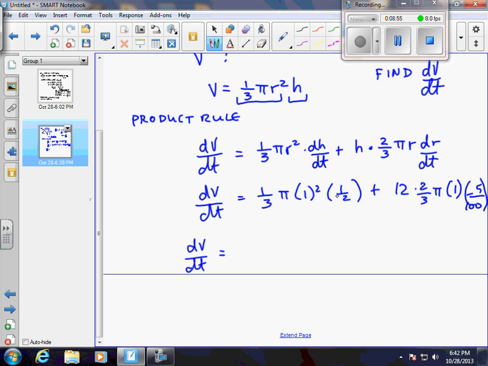So for the first part, I have pi over 6. For the second part, 12 times 2 times pi times -5 is -60 pi, and 3 times 100 is 300.